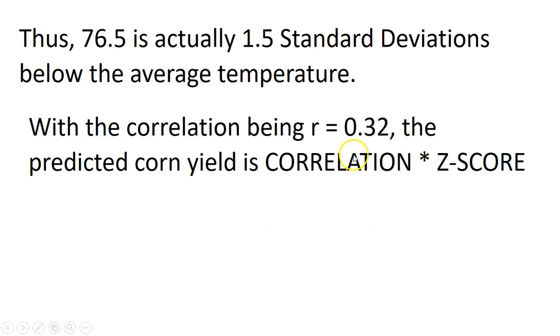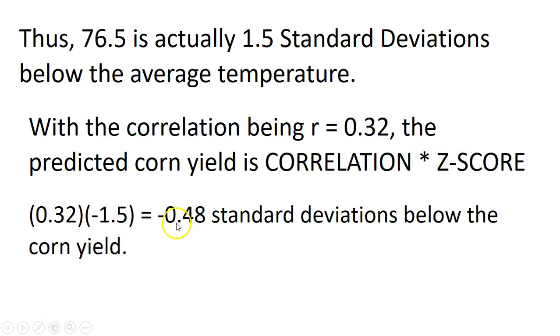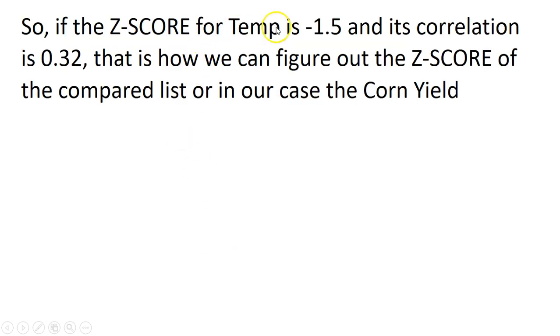So we can in turn take the correlation times the z-score to figure out, well, that's negative 0.48 standard deviations below the mean. So now I have what the z-score is of that as well. And this is another little formula that's definitely very helpful for you to remember. So now I have the z-scores of each. If the z-score for temperature is negative 1.5 and its correlation is 0.32, that is how we can figure out the z-score of the compared list, or in this case, the corn yield.